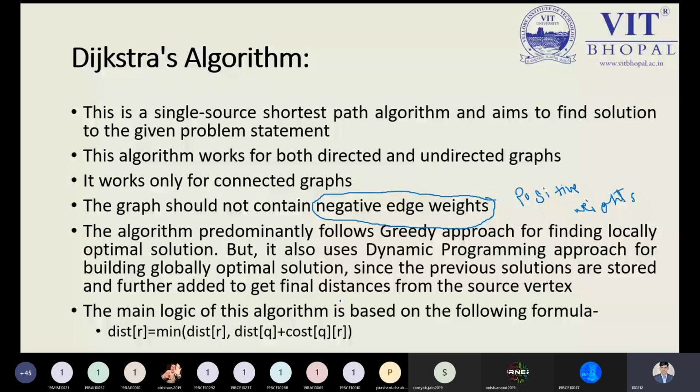The greedy approach is implemented, a little bit, in the form of Dijkstra's algorithm, but it also uses the dynamic programming approach for building the globally optimal solution. The previous solutions are stored and further added to get the final distance from the source vertex. So we have another technique known as dynamic programming. Those students who are taking the course on analysis and design of algorithms will be familiar with greedy approach and dynamic programming.